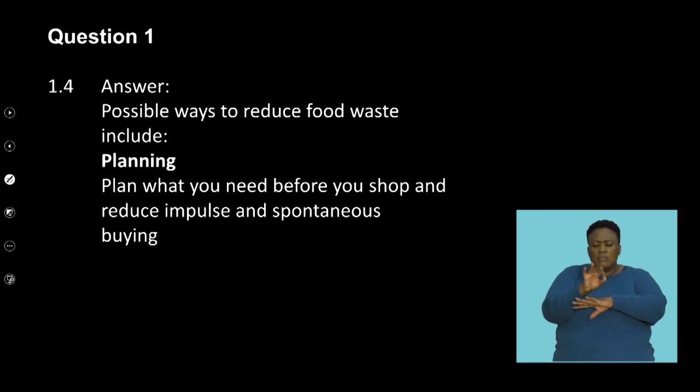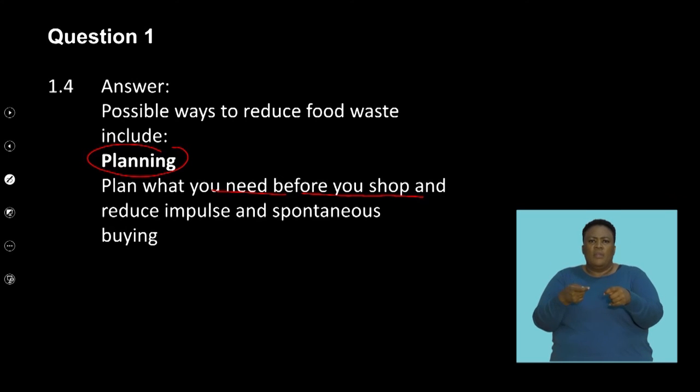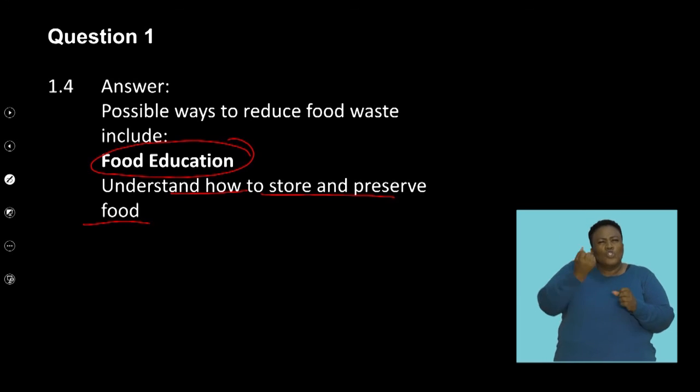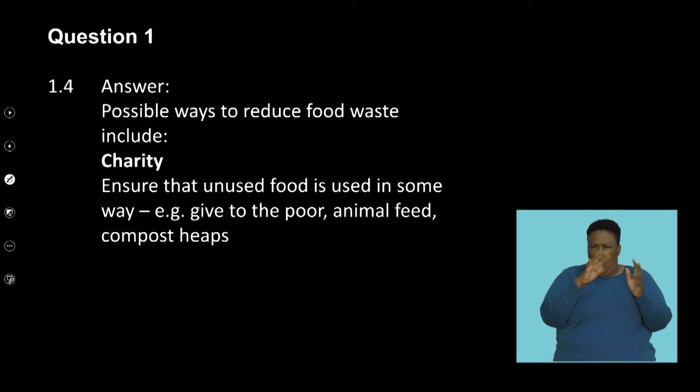Another way would be planning. Plan what you need before you shop and reduce impulse and spontaneous buying. If you buy what you need and you consume it as you need, it would reduce the potential for wasting. Education is key. Understand how to store and preserve food in an effective way, and in turn that will reduce the loss of food. Charity: give away food before it expires.